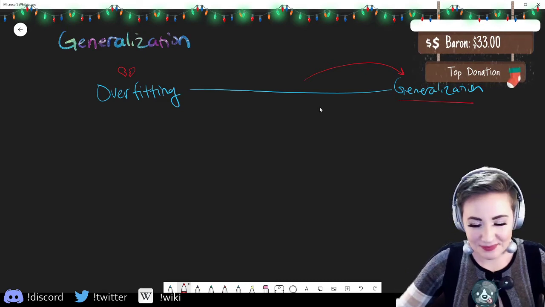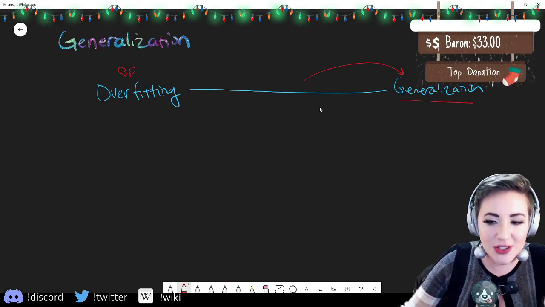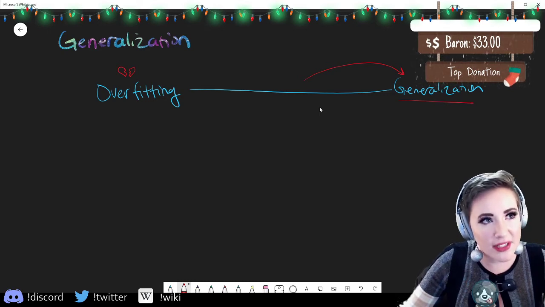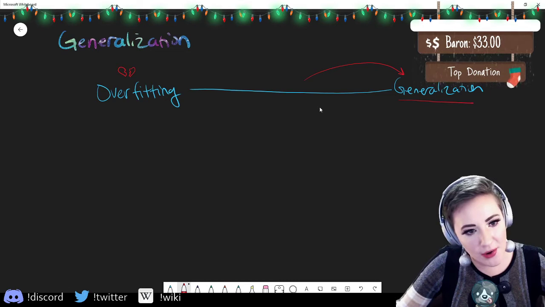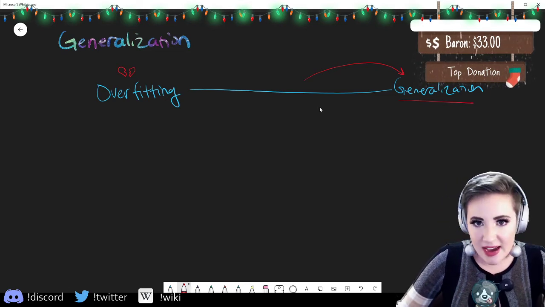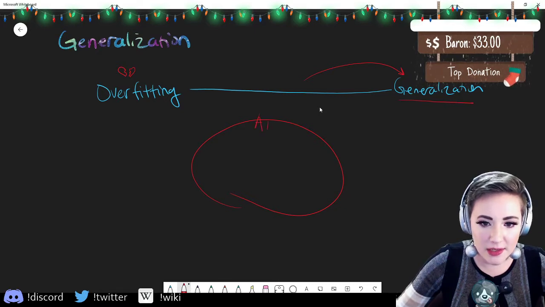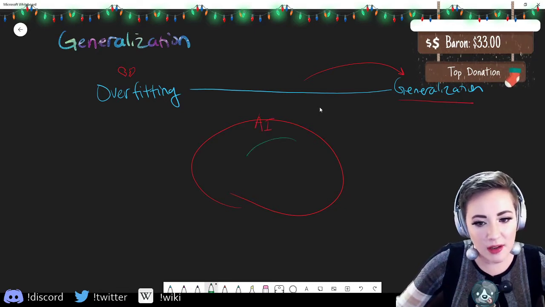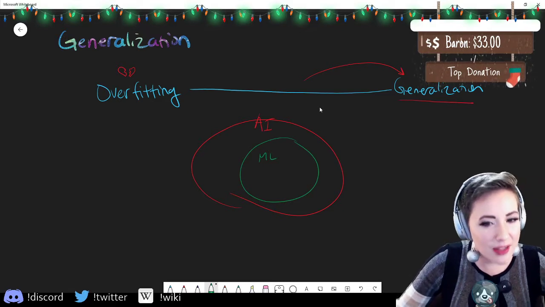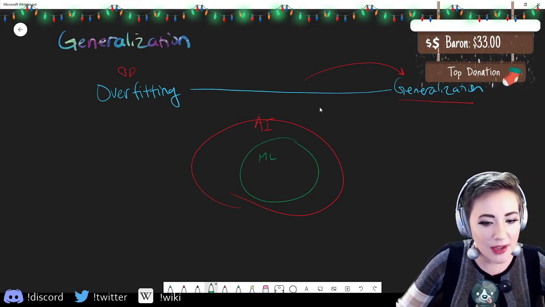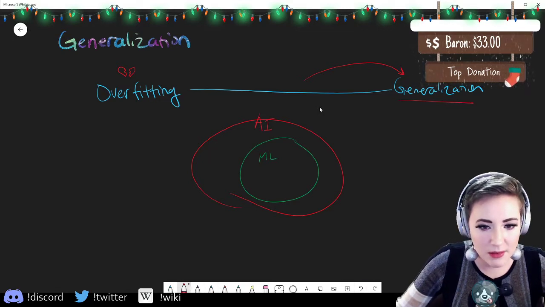Okay, so hopefully all of you understand now why generalization is so important. Think, for example, of when on day one we were talking about the difference between AI and machine learning. I explained it like this: we can have the bubble that is AI, and machine learning is a part of that, but there can be AI that is not machine learning.